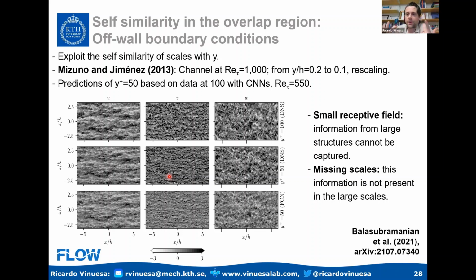Here, I should say that the prediction from far away to close to the wall is more challenging for two reasons. The first one is that the receptive field is very small, and I'm trying to really extract information from very large scales from a very small receptive field. And also that I'm losing the small scales. Near the wall, you have the effect of the larger scales on the smaller ones, but when I try to do the opposite, my input lacks the information of the smaller scales.